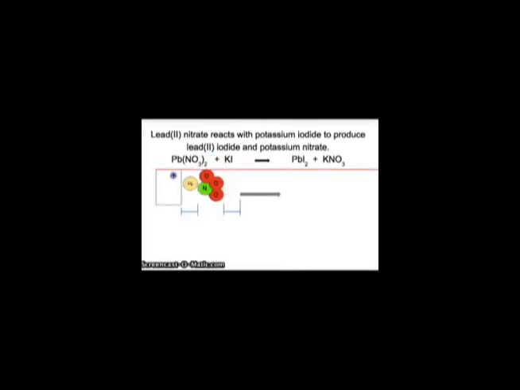So here's the lead atom. We're going to put with that the nitrates, the 2 nitrate ions that are associated with the lead. Here's the 1 ion, and here comes the 2nd ion. So lead-2 nitrate is reacting with potassium iodide. So potassium has a potassium atom with an iodine atom.